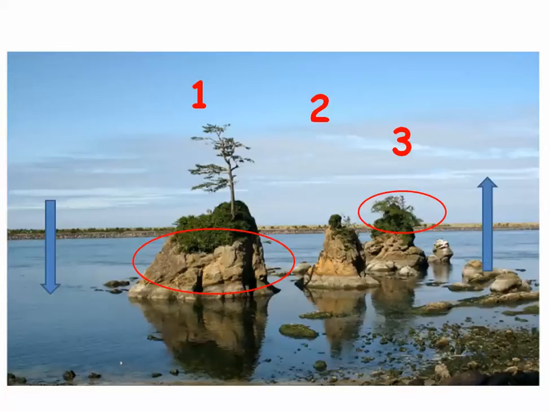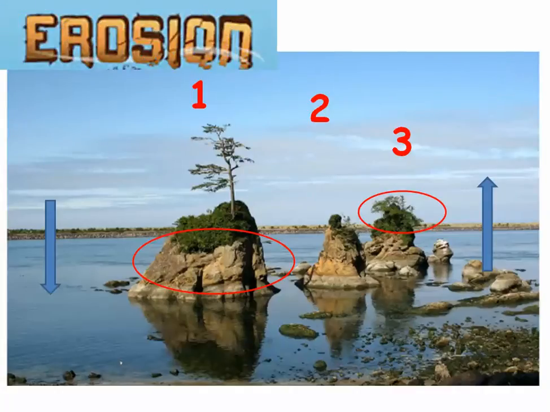Based on these observations, both qualitative and quantitative, we're going to infer, we're going to predict, if you will, we're going to guess that erosion is the cause of these rock formations. Do we know this for sure? No. But it's what we think has happened based on our observations.